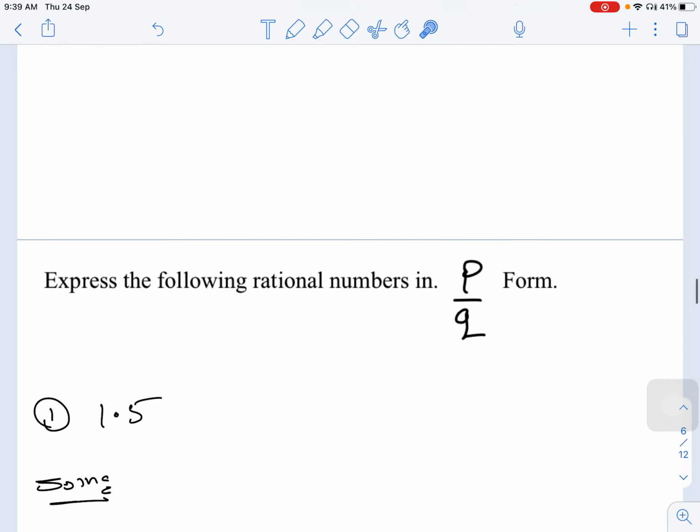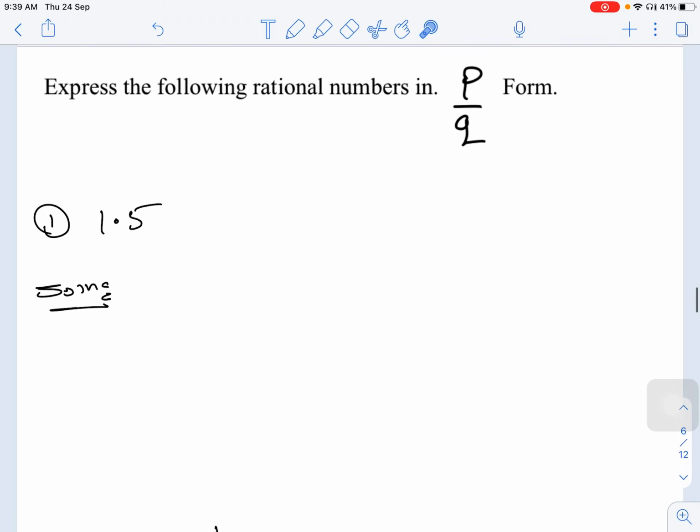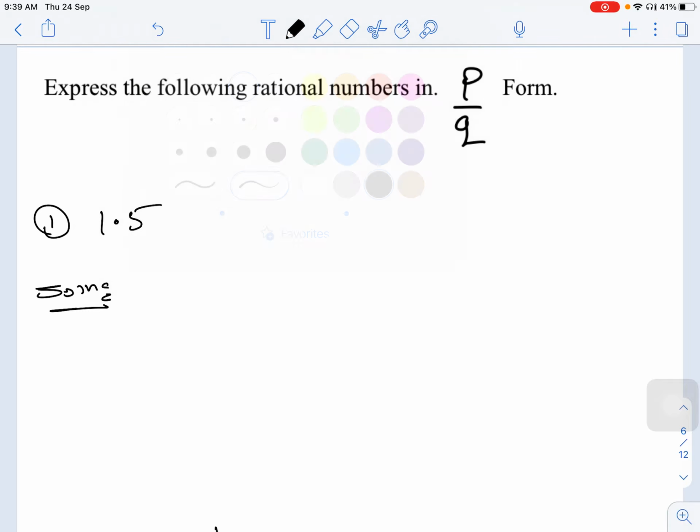So now here we have our first example. Express the following rational numbers in P upon Q form, means we have to represent them in numerator denominator form. For example, now here we have a number 1.5. Now we want to represent this number in P upon Q form.